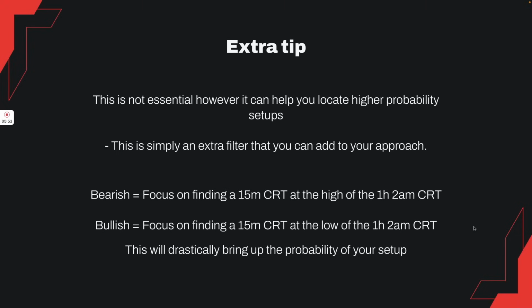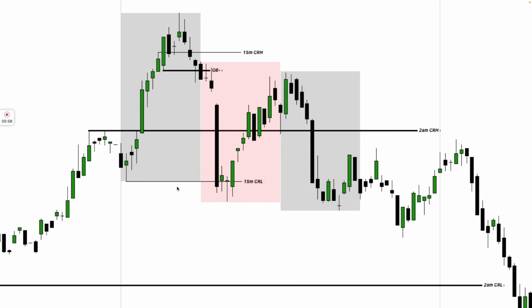This right here. Let's take a look at an example. 2 a.m. high and low, 1 hour CRT, 15-minute CRT. This is the 3 a.m. CRT. 3 a.m. to 3:15, the candle closes on the 15-minute chart, 15-minute candle range high, and 15-minute candle range low. As you can see, we manipulated above the candle range high, came below, order block formed, entry as soon as we close below and tap into it.